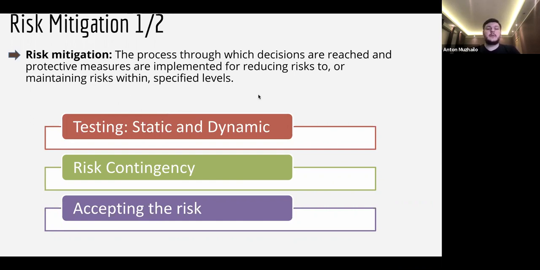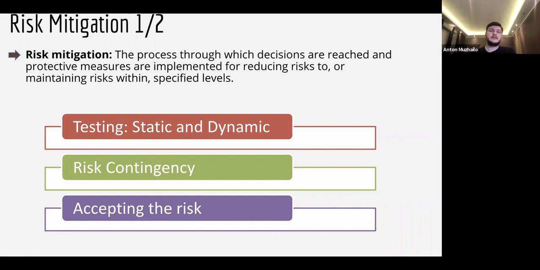So risk mitigation. Basically, you need to know how to deal with those risks. There are three regular ways to do that. The first thing is testing, static and dynamic testing. Static, I mean the reviews and the static analysis, and dynamic with the test cases and execution. This is one of the most popular ways to deal with the risks. The second point is risk contingency. The plans that we create in case we have this risk. So we're basically thinking about what we are going to do if this risk comes up.